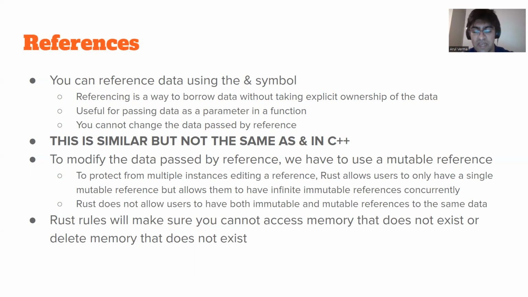So you can have an infinite number of immutable references because those immutable references can't change the data. So they all have confidence that they're reading the same type of data, and they all know that they're not going to change the data. So they all preserve the sanctity of that data.